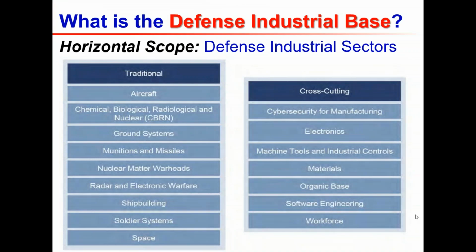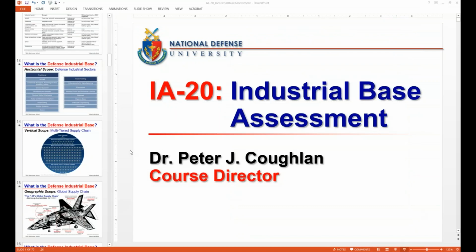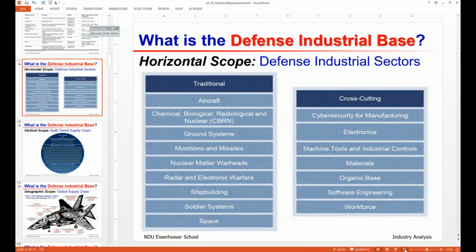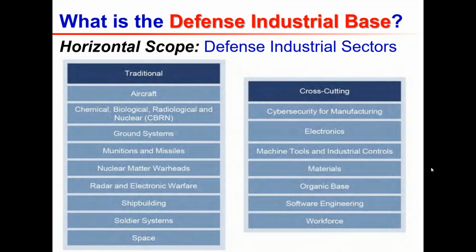So the report in support of Executive Order 13806 defined the following industrial sectors. They had several they called traditional industrial sectors: aircraft, chemical, biological, radiological, and nuclear, ground systems, munitions and missiles, nuclear matter warheads, radar, electronic warfare, shipbuilding, soldier systems, and space. Those are traditional defense industrial sectors.